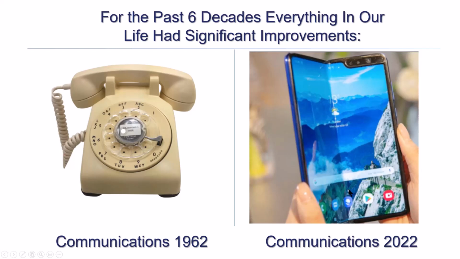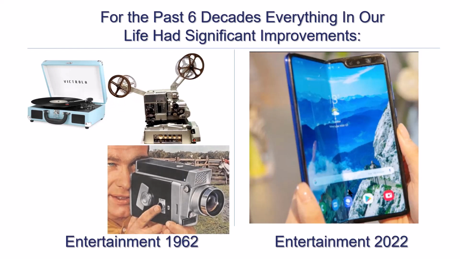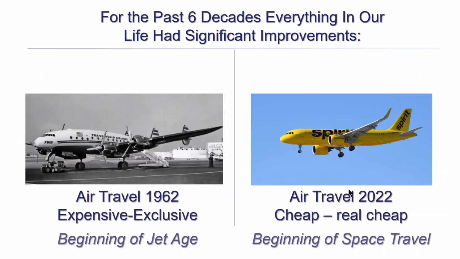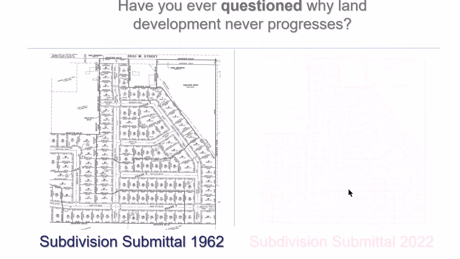For the past 6 decades, everything in our life has had significant improvements, from the entertainment to the cars we drive to the planes we fly on. With the exception of how cities operate, the City Council of 1962 is essentially the same as 2022. We might have a large screen TV or data accessed by GIS. Other than that, it's essentially the same.